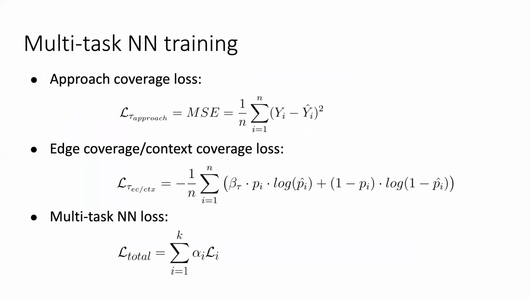Now we can train our multitask neural network. The multitask neural network is trained by jointly optimizing all 3 tasks. The total loss is computed by linear combination of each individual loss. We assign equal weight to each task. Alpha here is 1/3.